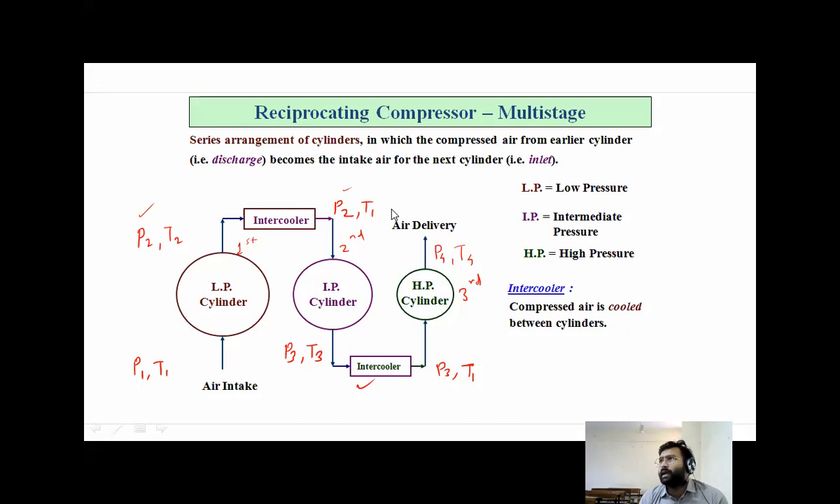So what is multi-stage? Write down that sentence. Series arrangement of cylinders in which the compressed air from one cylinder or earlier cylinder becomes the intake air for the next cylinder.